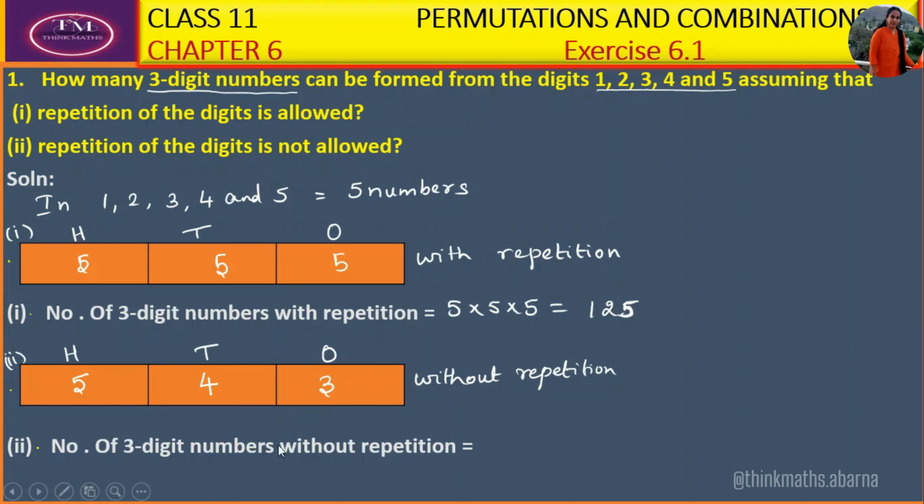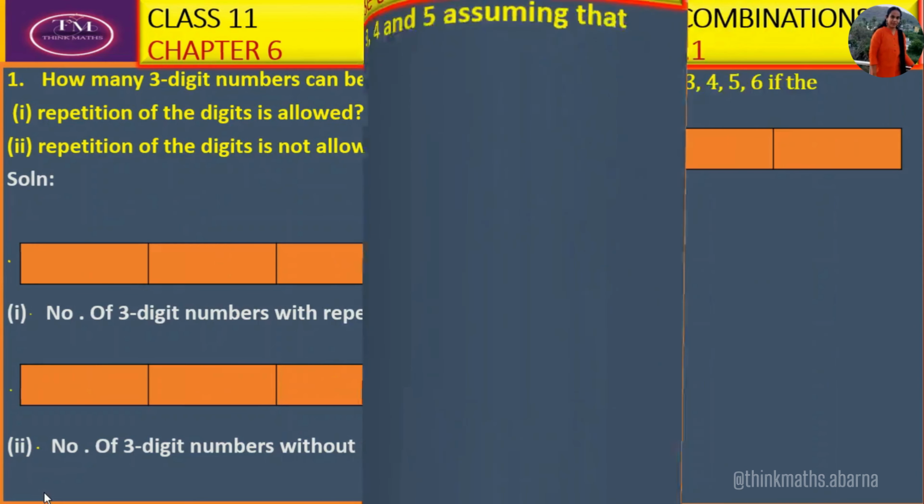Therefore, by the fundamental principle of counting, the number of three-digit numbers without repetition is 5 into 4 into 3. 5 4s are 20, 20 threes are 60. This is the answer. Very simple, isn't it? All these problems will be very simple. So let us move on to the second problem.